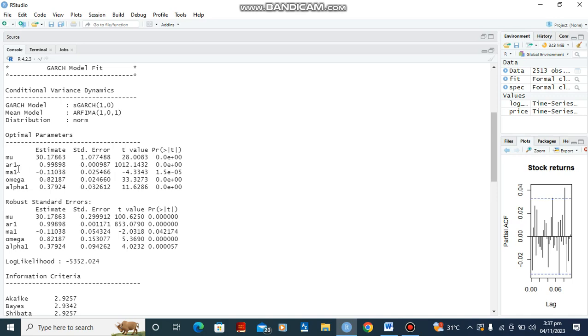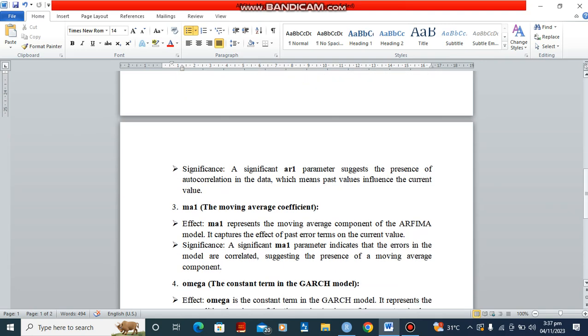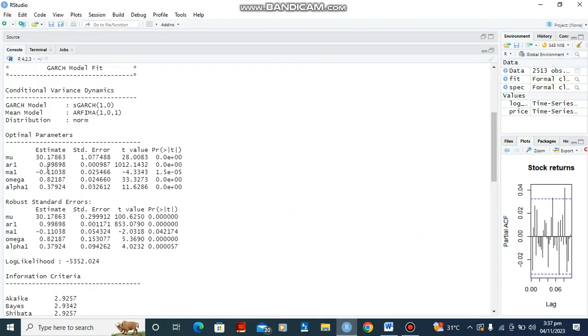Now, the autoregressive one, which is this one here. We said that the autoregressive coefficient of the ARFIMA measures the linear dependency of the series on its past value. So if it's close to 1, it indicates strong autocorrelation with previous values, and if it's significant, it suggests the presence of autocorrelation in the data. So here we're having 0.99, which is very close to 1, indicating a very strong autocorrelation, and it's significant here, so it's telling us that there's autocorrelation in our data.